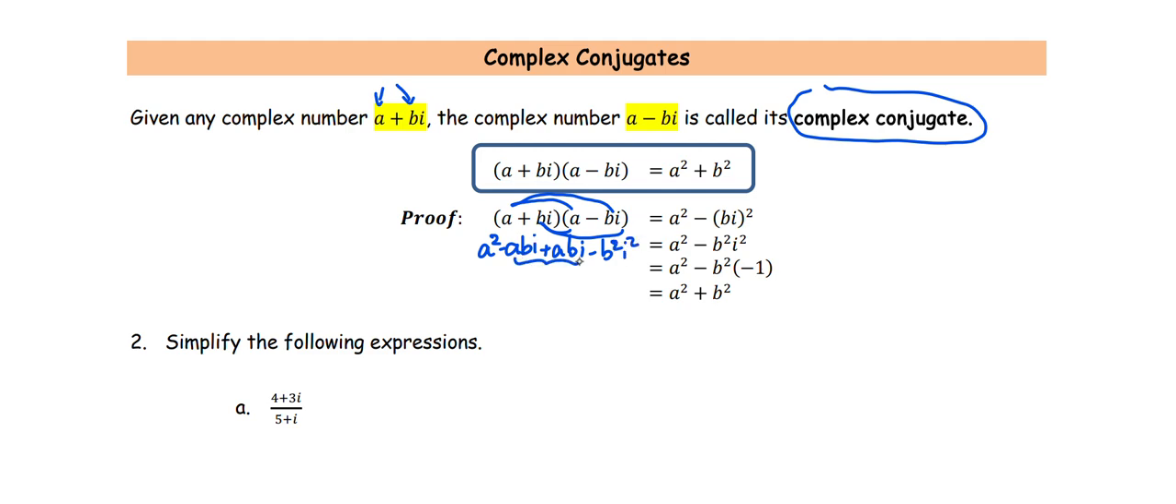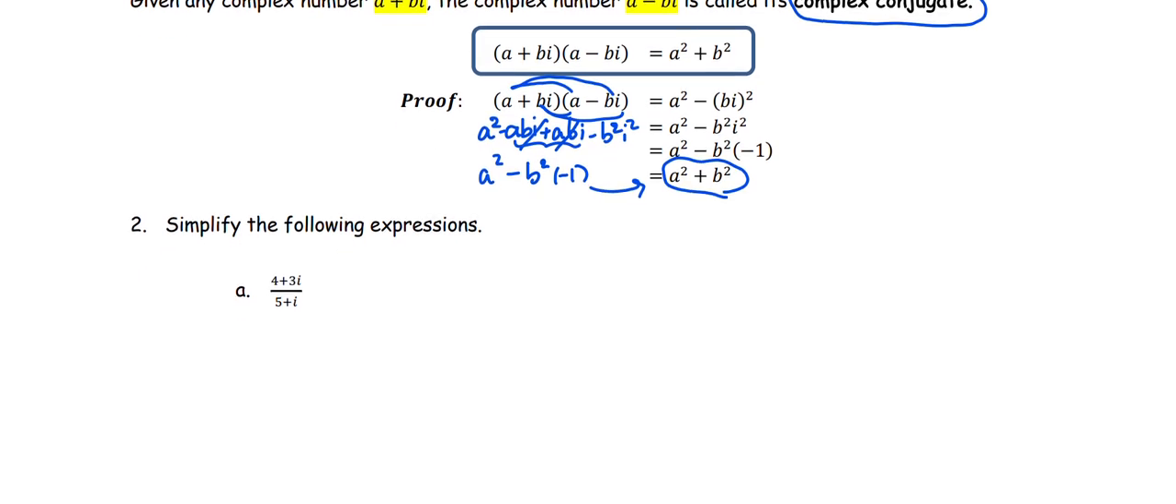And then the two terms in the middle, they cancel out. Now we have a squared minus b squared i squared. And recall that i squared is the same as negative 1. Therefore, the result from the product of a plus bi and its conjugate is a squared plus b squared. Let's look at the example.